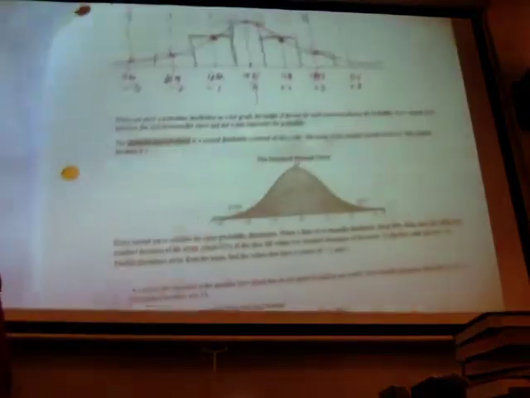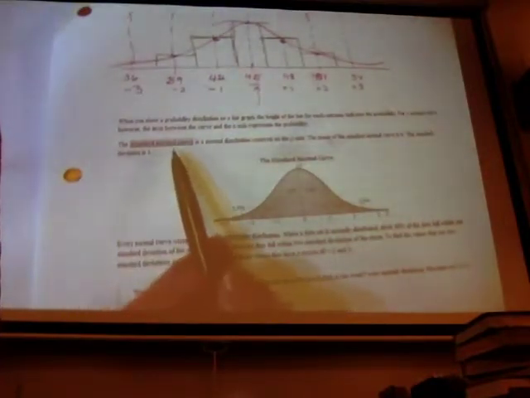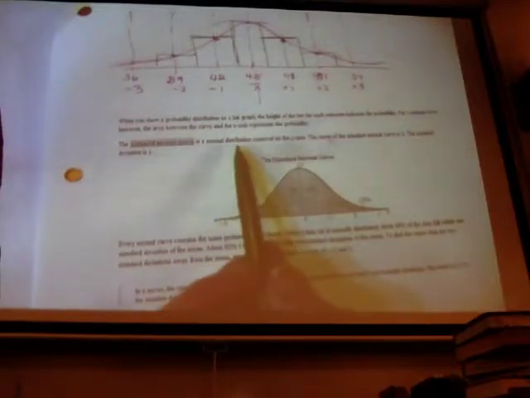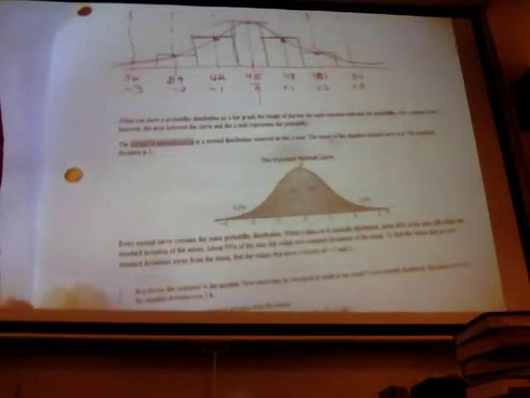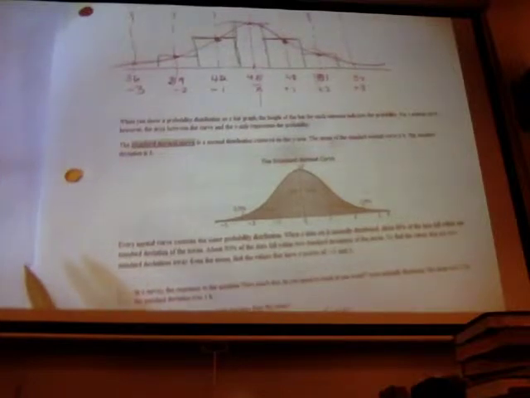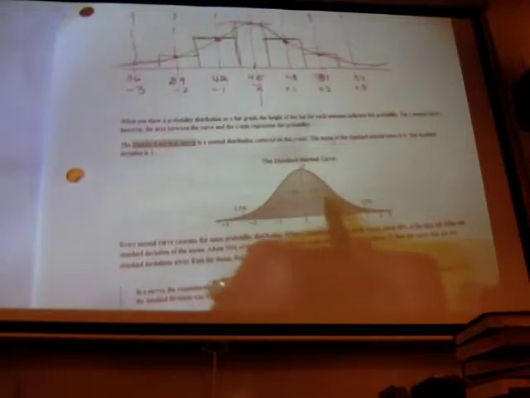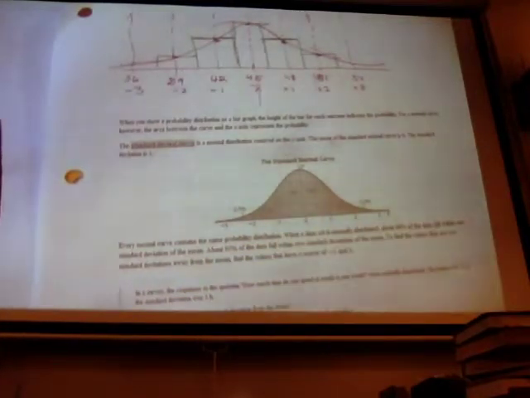Okay. Now, a standard normal curve. These percentages always stay the same. A standard normal curve is a normal distribution centered on the y-axis. The mean of the standard normal curve is 0. The standard deviation is 1. Are we listening? Okay. Between here, this is always going to be from the +1 to -1.